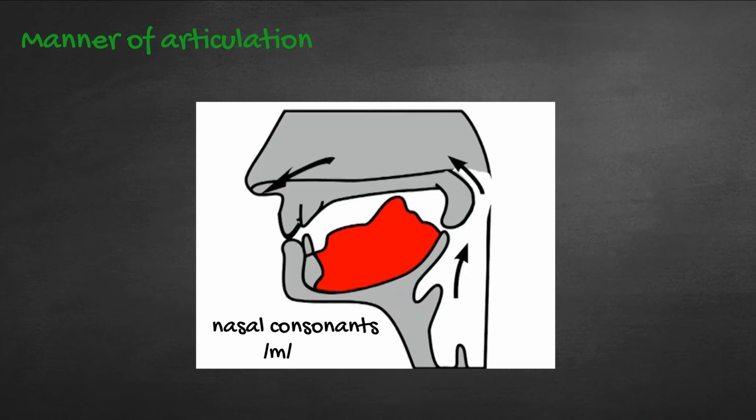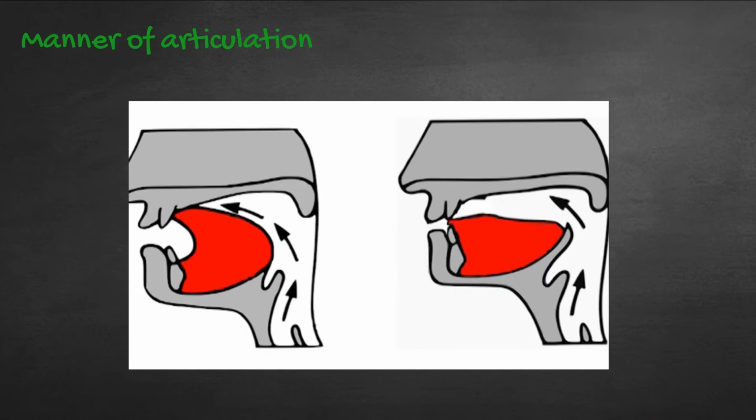The second one is nasal consonants, made by lowering the velum, letting the air flow out through the nose. An example of this is the sound M in morning. Another way of producing consonants is when there is continuous friction in the place of articulation. The air comes out in a turbulent, noisy way, and these consonants are called fricatives. For instance, the sound F in fate.